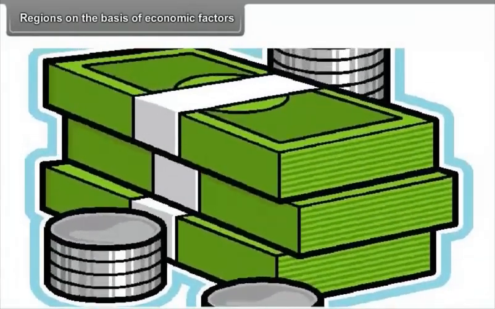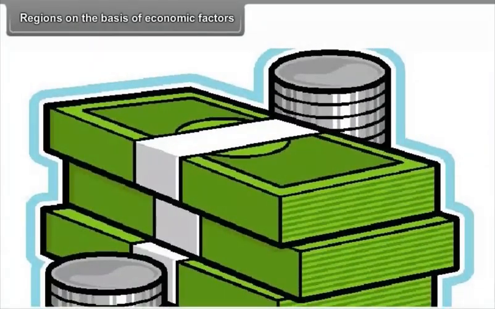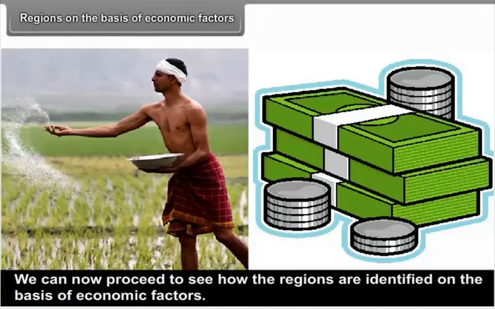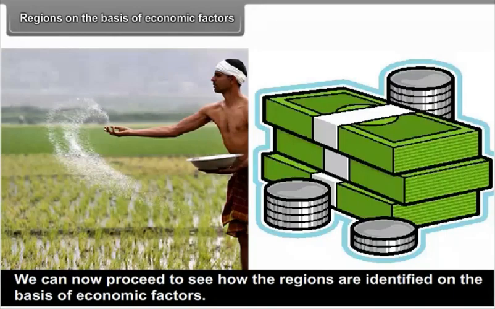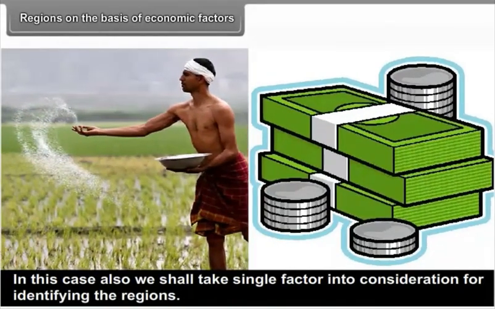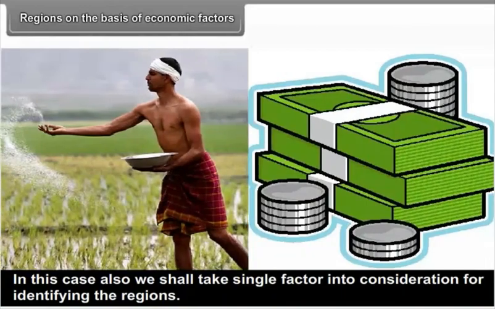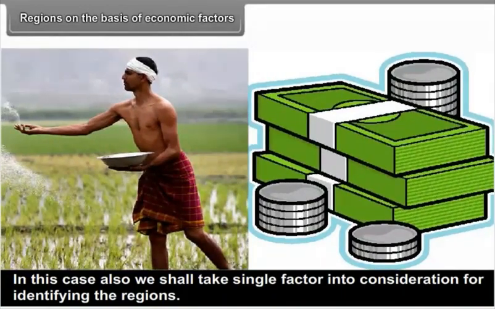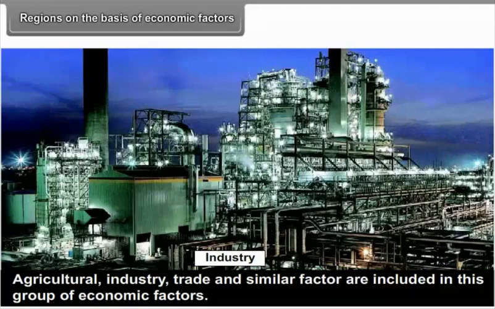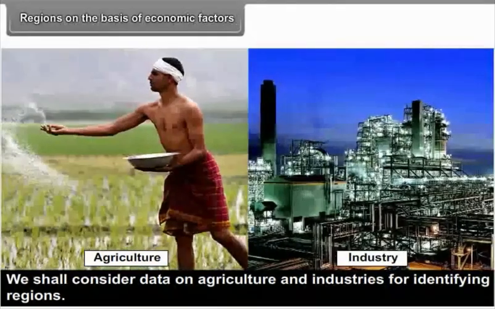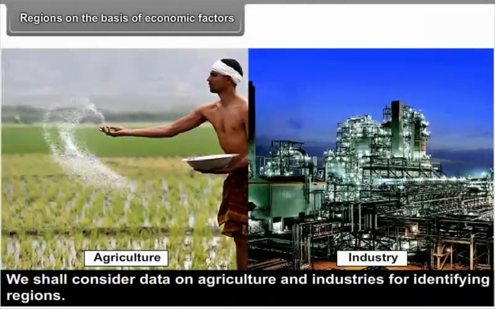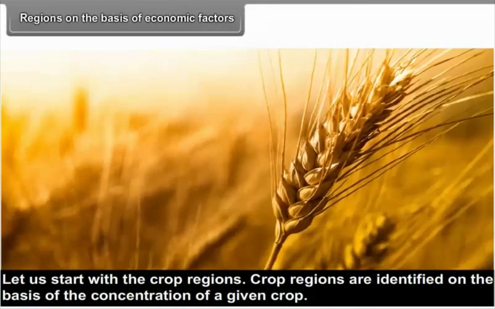Regions on the basis of economic factors. We can now proceed to see how the regions are identified on the basis of economic factors. In this case also, we shall take a single factor into consideration for identifying the regions. Agriculture, industry, trade, and similar factors are included in this group of economic factors. We shall consider data on agriculture and industries for identifying regions. Let us start with the crop regions.